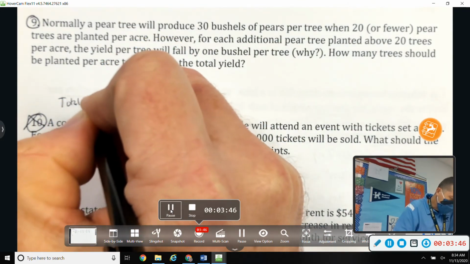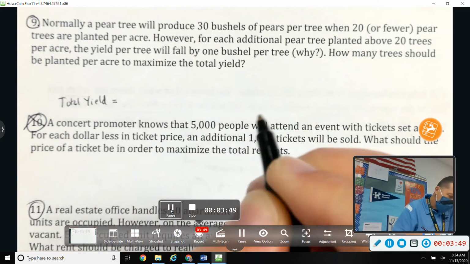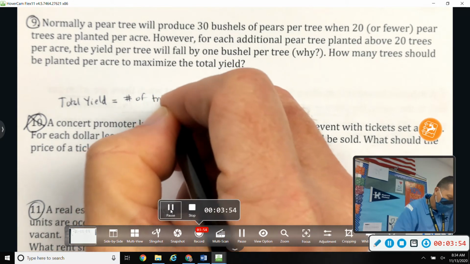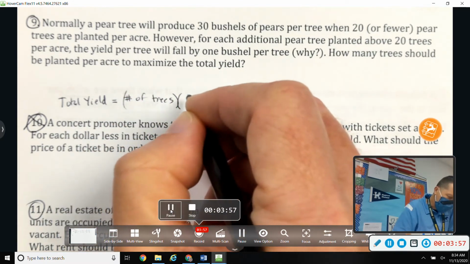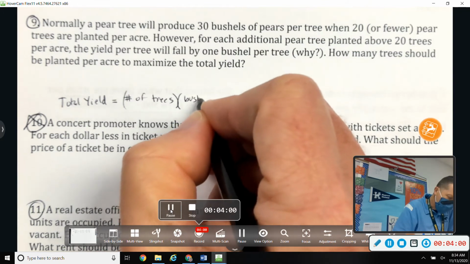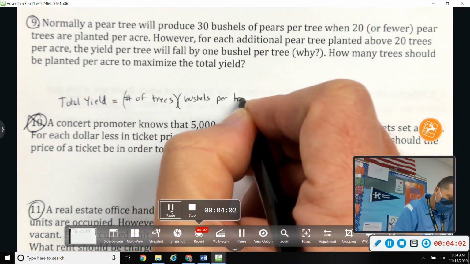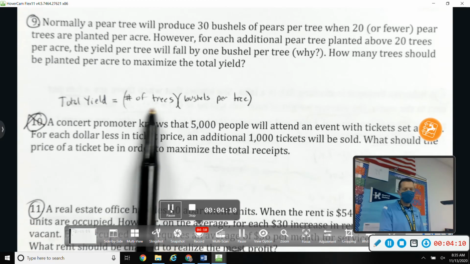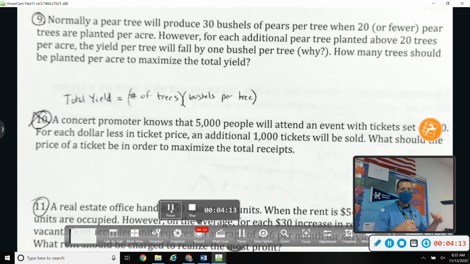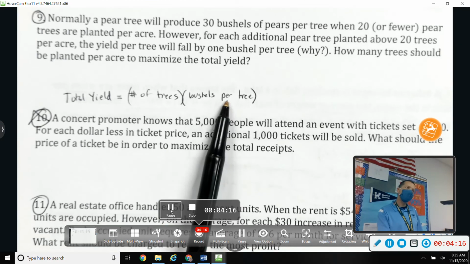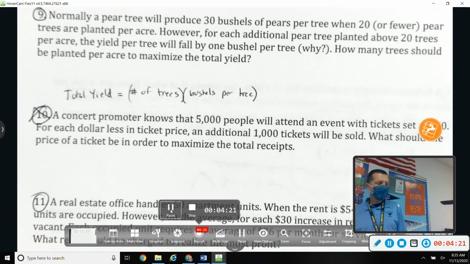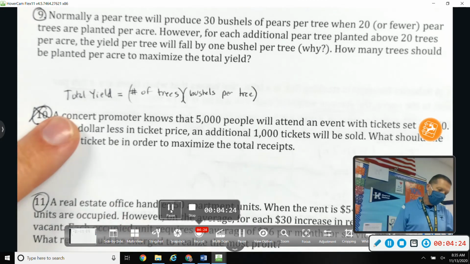So total yield would be the number of trees times the bushels per tree. So yeah, the more trees the better, but the more bushels the better. But those two are inversely related, right? The more trees we plant, the less pears we get. So we got to figure out where's the sweet spot of getting the most total bushels of pears out.